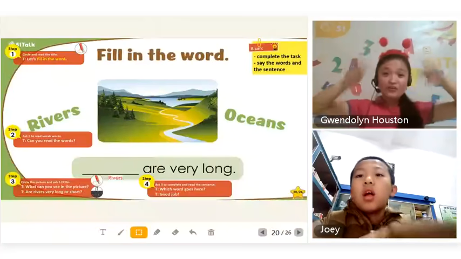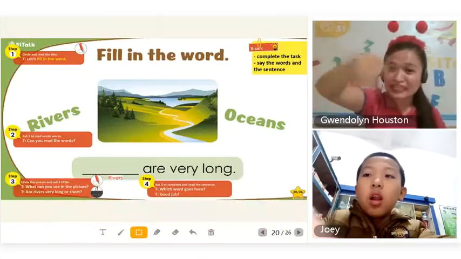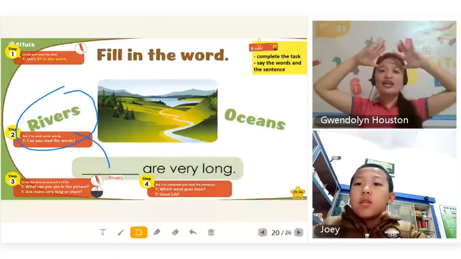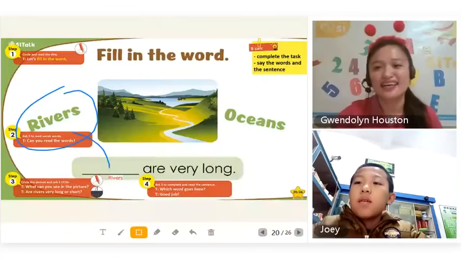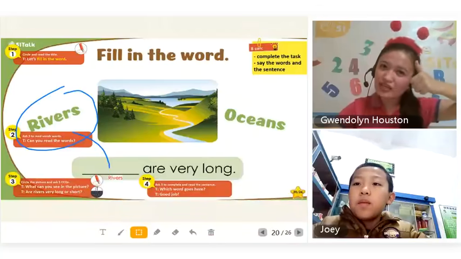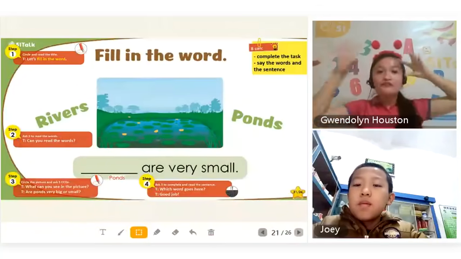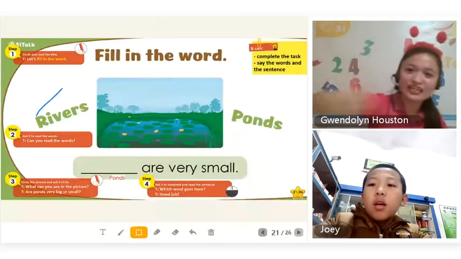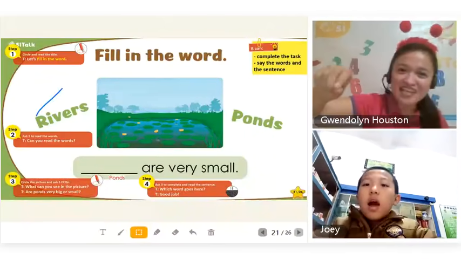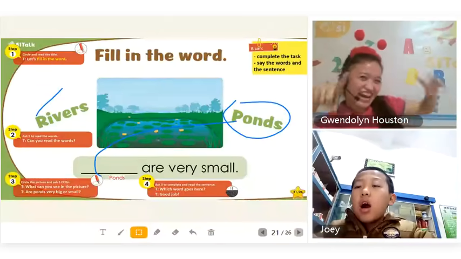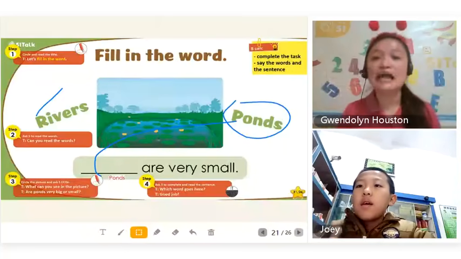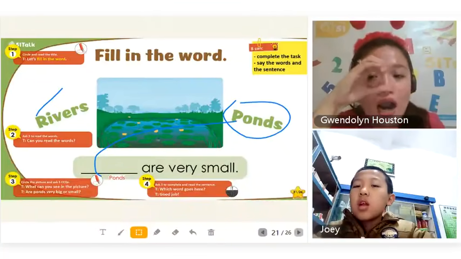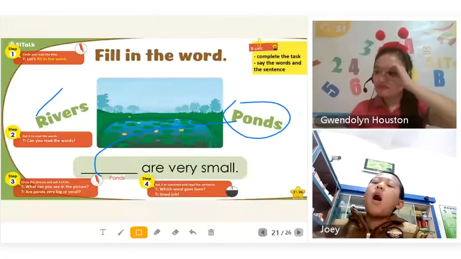Now, fill in the word. Go. Just encircle it. Yes. River. Very long. Yes. Very good. Now, in here, circle the answer. Go. Oh, is that a river? Hey, you almost got it. Yes, that's a pond. Now say it. Ponds are very small.